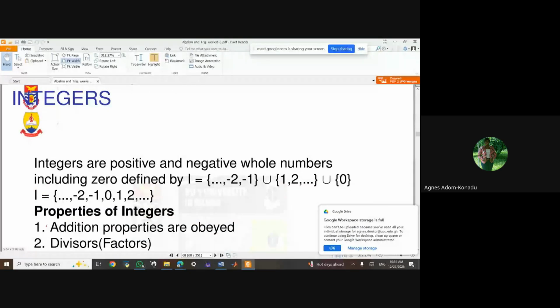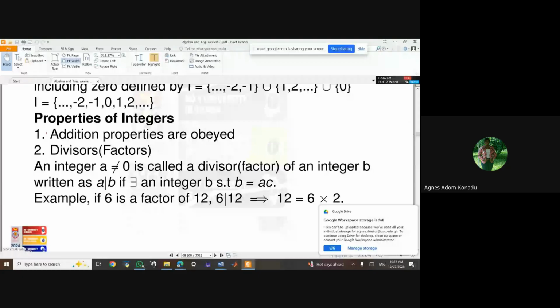Then we want to look at some properties of integers. Integers are positive and negative whole numbers, including 0. So the integers we can write from negative infinity to negative 1, union 0, union from 1 to positive infinity. Then properties of integers: they obey the addition properties.